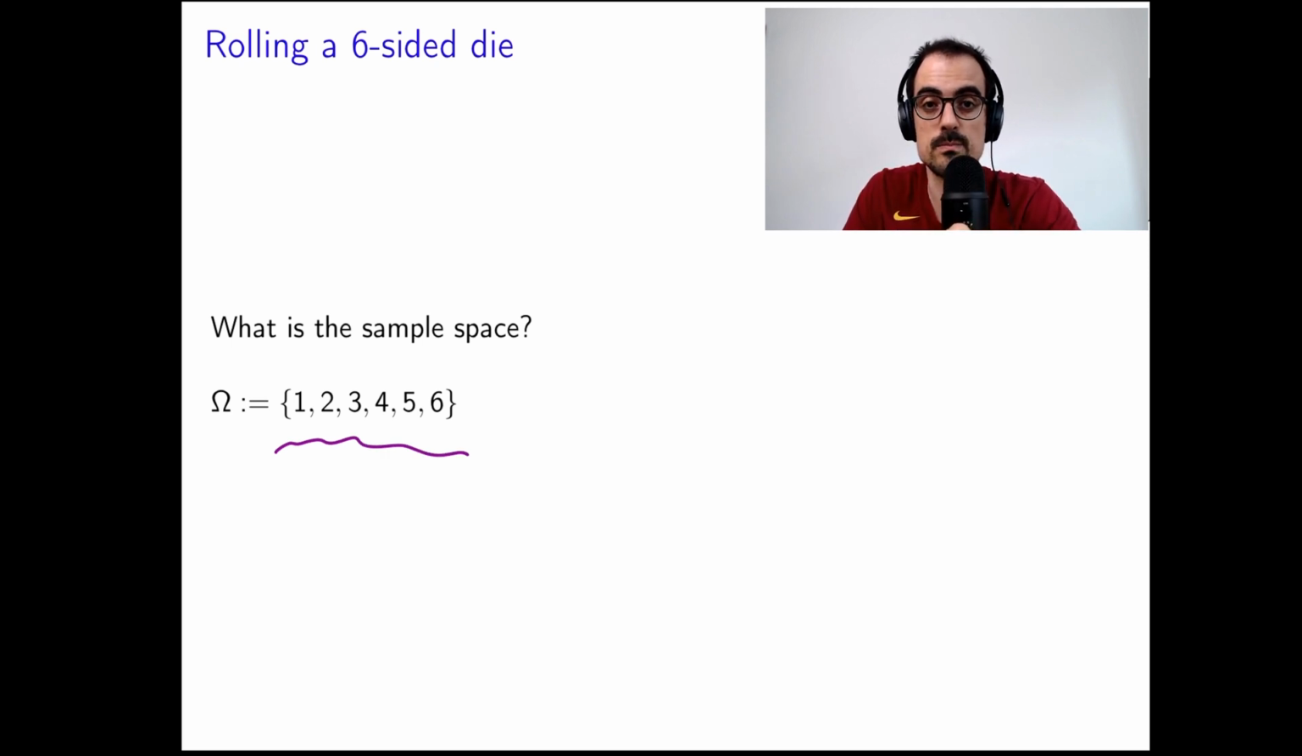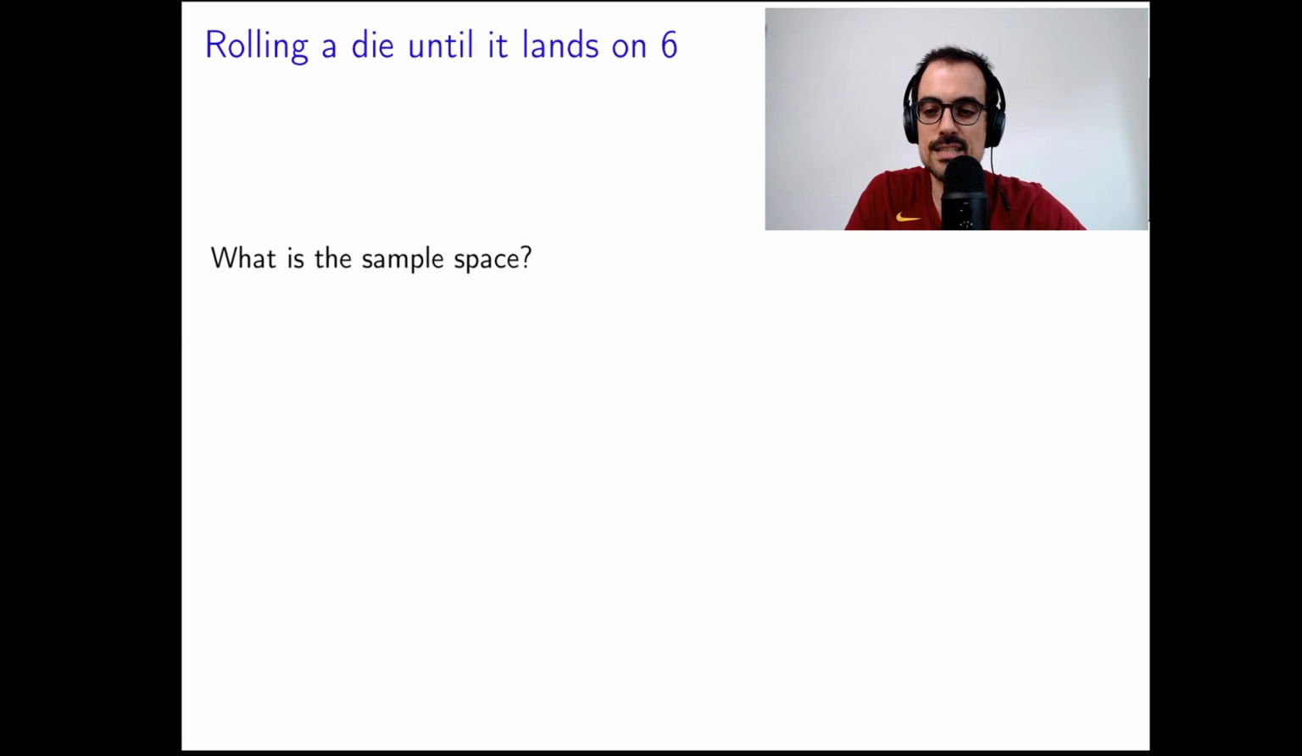That's the sample space. When we try to model more complicated situations, then the sample space can also get a little bit more complicated. So let's imagine that we're rolling a die until it lands on a 6. Okay, what is the sample space there? Whenever I ask you a question like this, I would suggest that you pause the video and think a little bit about it, try to answer it.